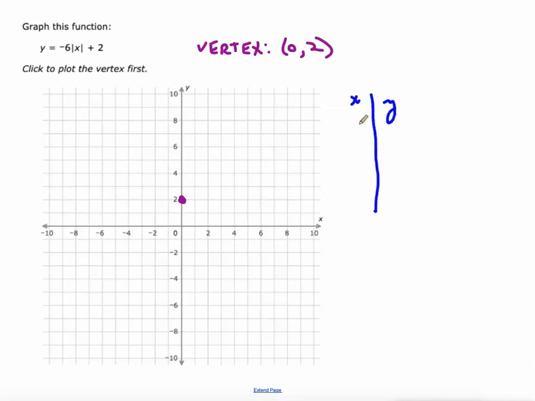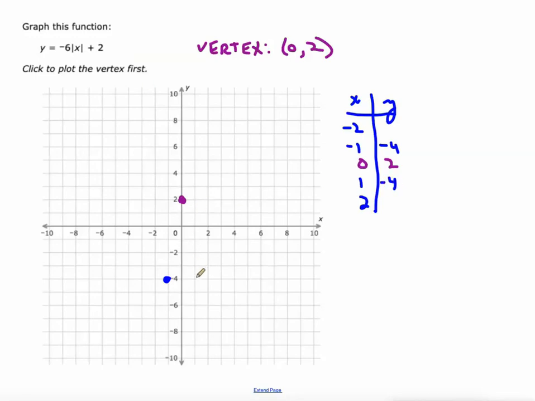I wanted to do my 0, 2 in purple. All right, and then for my other inputs, I'm going to use negative 1, negative 2, and positive 1, positive 2. So when I put negative 1 into this function, the absolute value of negative 1 is 1. 1 times negative 6 is negative 6, and negative 6 plus 2 is negative 4. So negative 1, negative 4. And then we'll plug 1 in. The absolute value of 1 is 1. 1 times negative 6 is negative 6. Negative 6 plus 2 is negative 4.